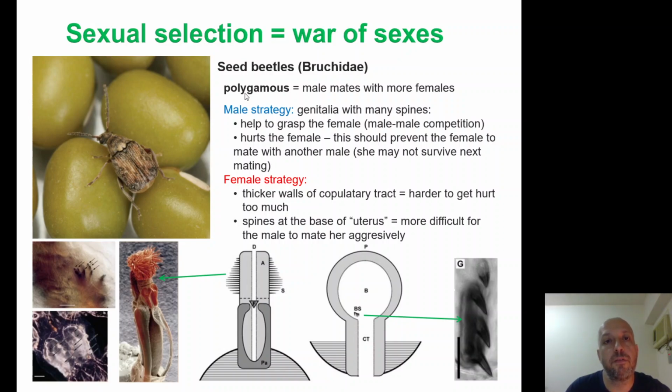Before, we had something which was called polyandrous. That was where one female mates with multiple males. Here we have polygamous. Gamous means something with female, poly means many, right? So many females. Here one male mates with more females. So the male strategy here is to mate with as many females as possible.